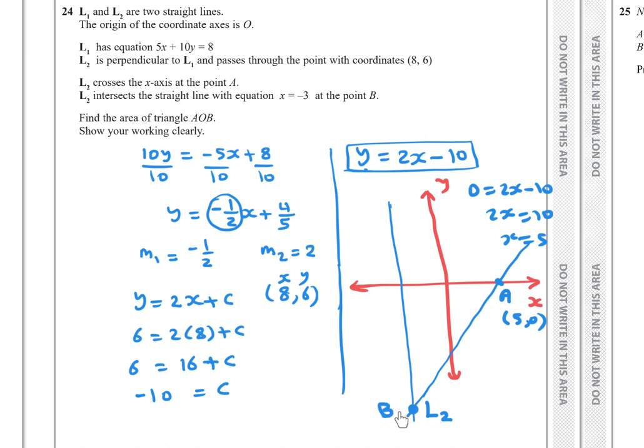Also, we can find the coordinates for the point B. Put x equals negative 3, because this line is x equals negative 3. So put x equals negative 3 in the equation of the line L2. If x equals negative 3, then y equals 2 times negative 3, which is negative 6, minus 10, so negative 16. So the coordinates of the point B, negative 3 and negative 16. And this is the point O.